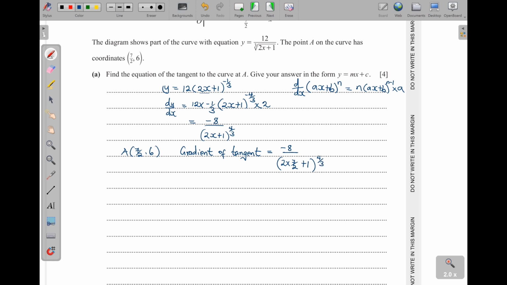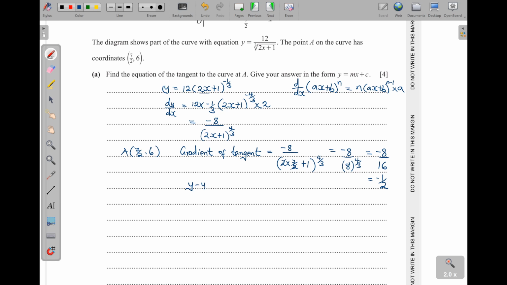So this gives us negative 8 over, of course the 2 goes, 8 to the power of 4 over 3. Now, 8 to the power of a third is the cube root of 8, which gives us 2. Then 2 to the power 4 is 16. So we get negative 8 over 16, which gives us negative a half. So that is the gradient of the tangent.